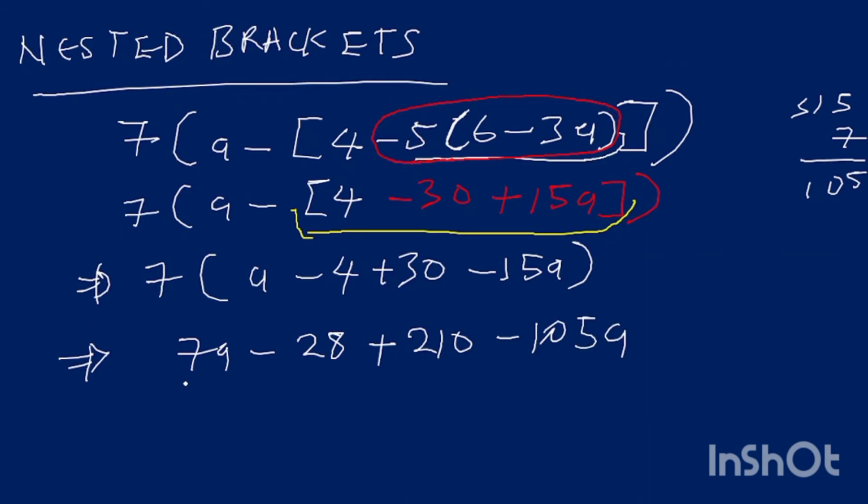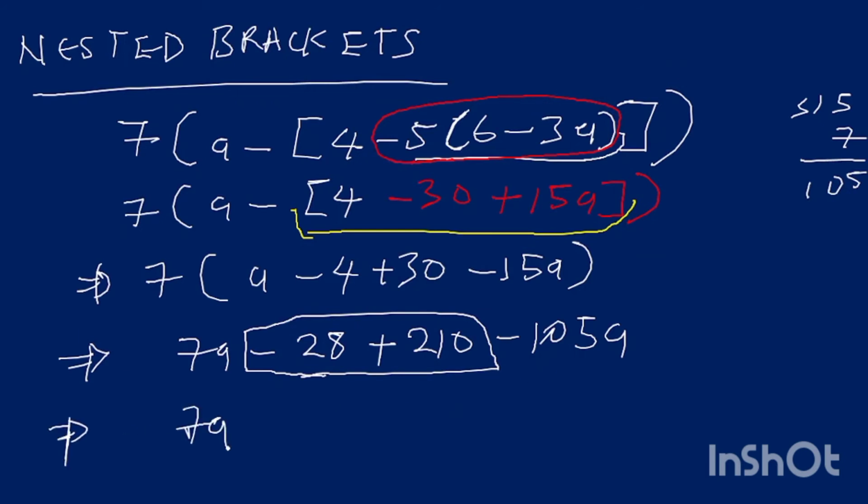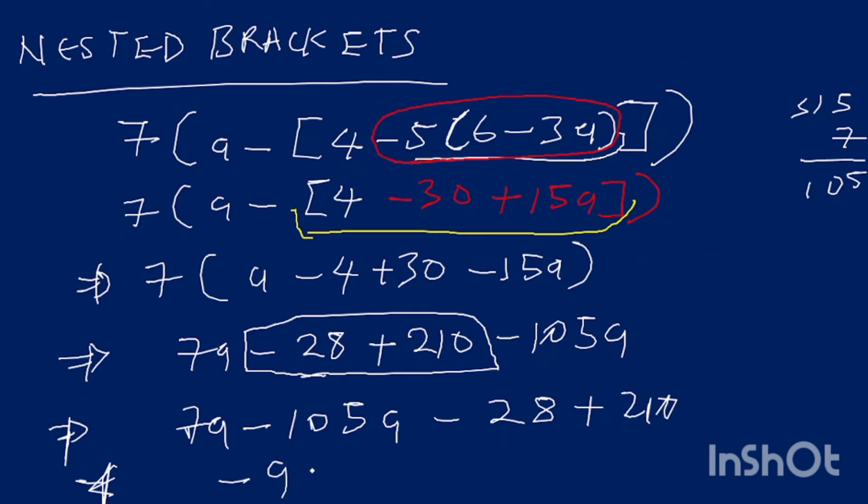Is there any like term? Yes, these are the like terms here. They are just constants. And this is also a like term. So we can collect like terms. This is 7a minus 105a, minus 28 plus 210. So 7a minus 105a will give me minus 98a.